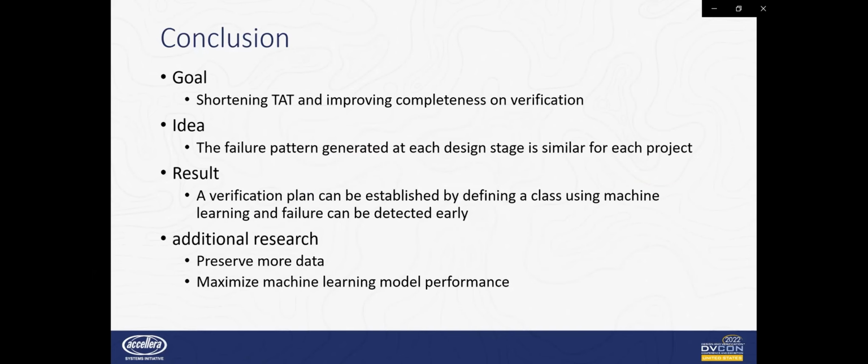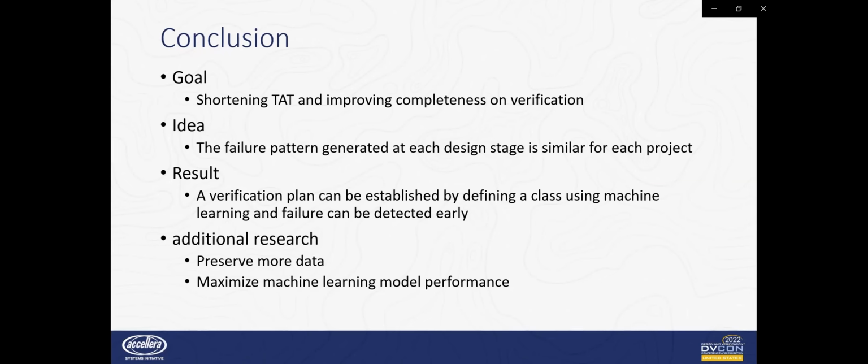This is the last one. At this slide, I'll tell you about the conclusion. Our goal is shortening TAT and improving completeness on verification with short TAT. So, we think that the failure pattern can be generated at each design stage, and it might be similar for each project. To find the failure pattern, we selected some data such as design and verification components, and simulation results with each verification stage, and then analyzed it.